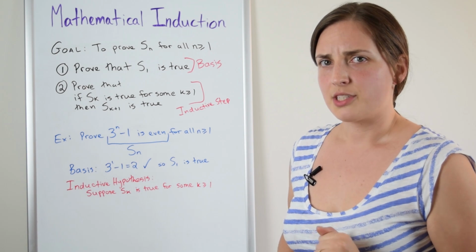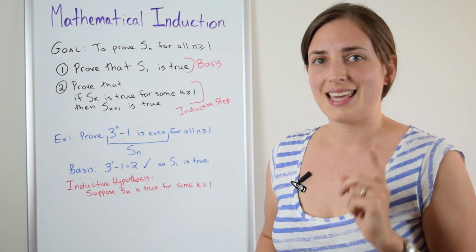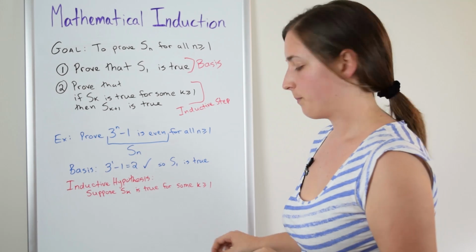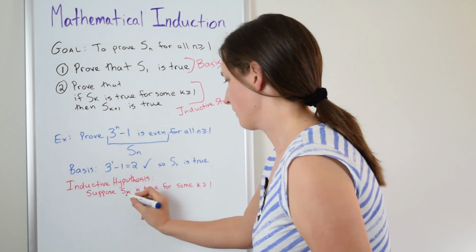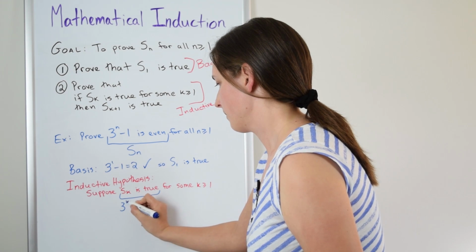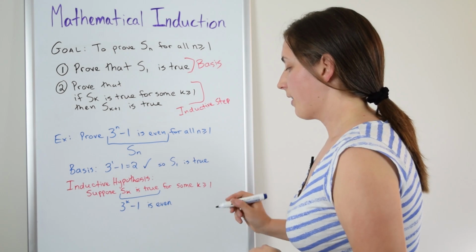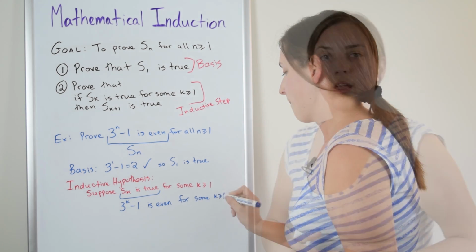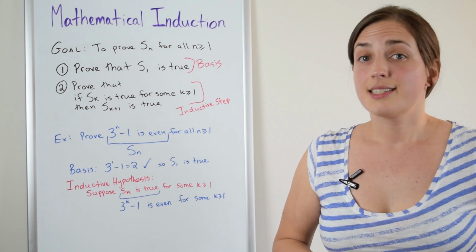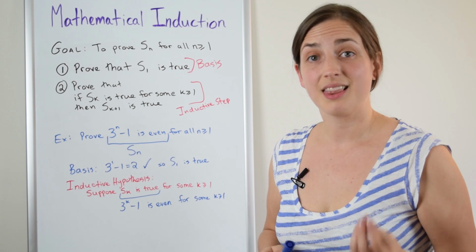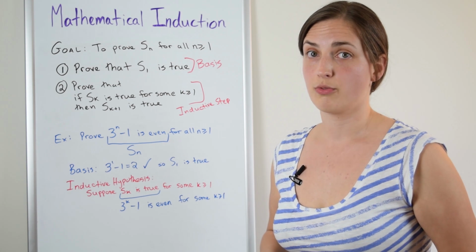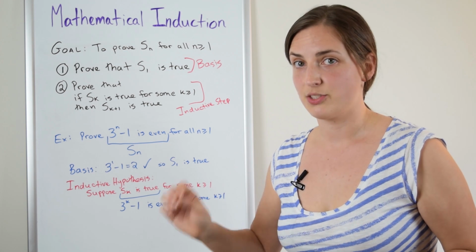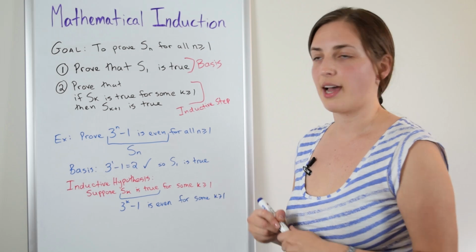Well, let's think about this for a moment. If we know that Sk is true, let's figure out what that means in terms of our actual statement in this example. 3 to the power of k minus 1 is even. Don't forget that this is for some k. Now what do we need to do? We need to take a look at the statement for k plus 1 and prove that that is also true. So we want to look at 3 to the power of k plus 1 minus 1 and show that that's even. Let's do that.